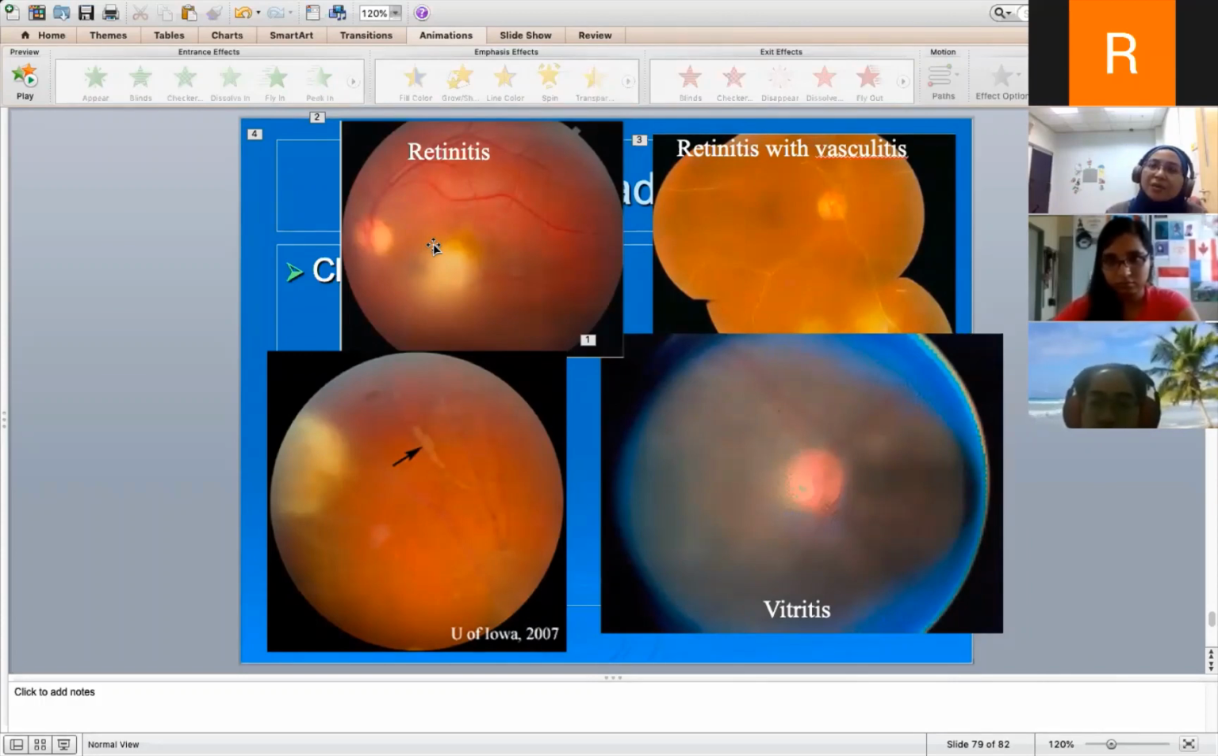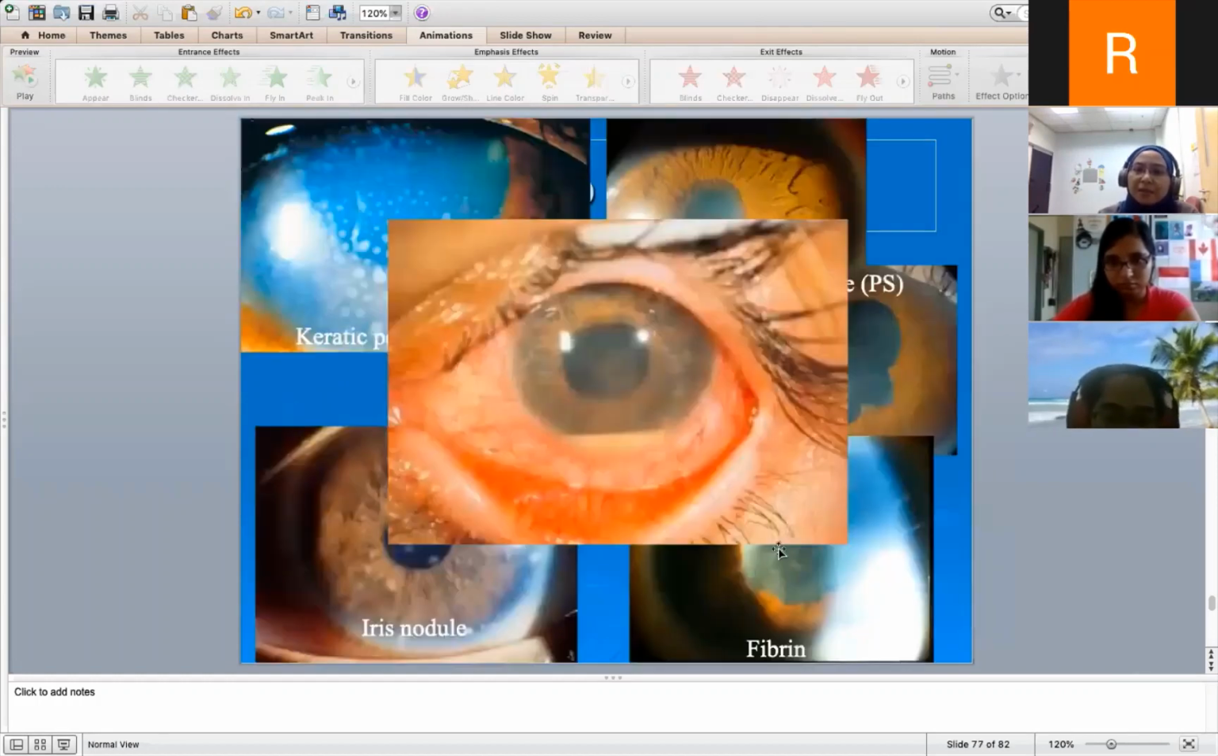What else? Your CMV retinitis is also a posterior uveitis. Anything located at the back, inflamed at the back, you call it posterior uveitis. Okay. Now you have retinitis with a bit of vasculitis. Then you have, this is a blood vessel. This is again white cell sediment along the blood vessel. Okay. And vitritis means there's a lot of cells in the vitreous, so you cannot see the optic disc clearly. Okay, so these are the posterior uveitis. Just now was anterior uveitis.